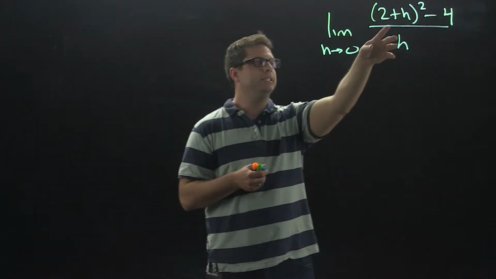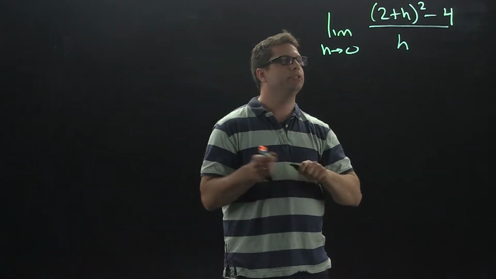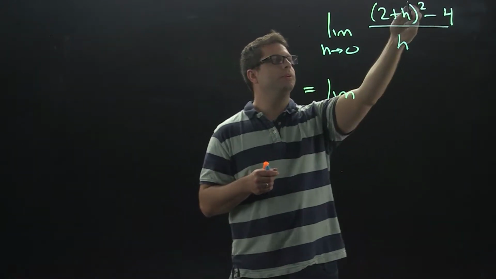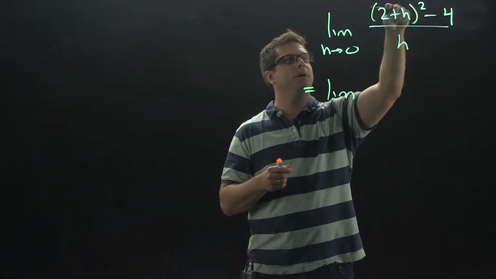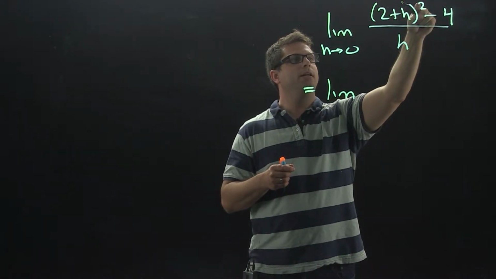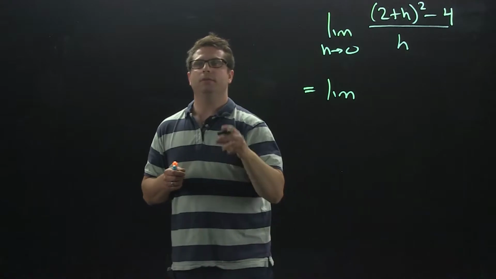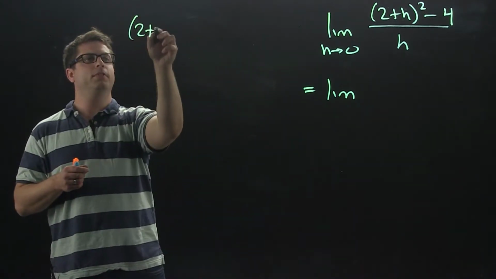Okay, so (2 plus h) squared, I'm just going to expand that. Again, if you remember, you cannot distribute by just doing 2 squared and h squared. You do have to FOIL this out, which you can do over here.